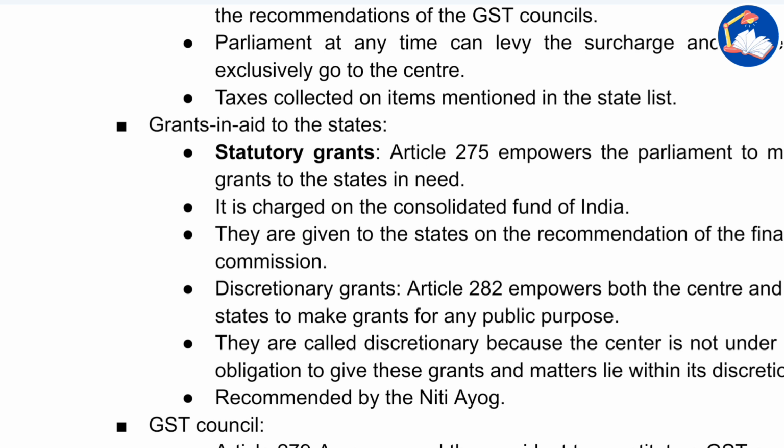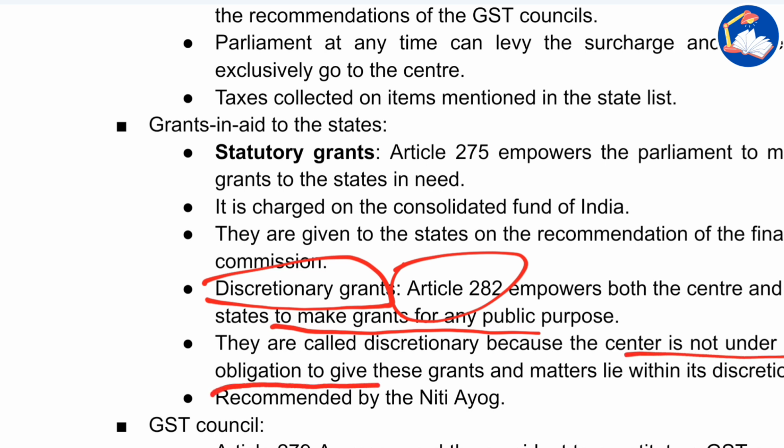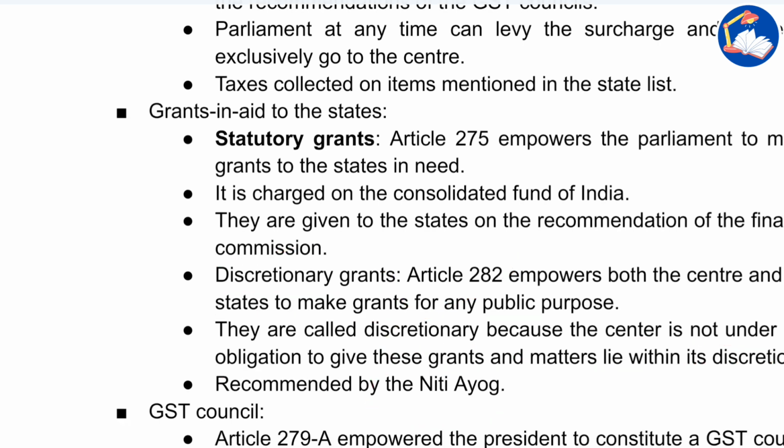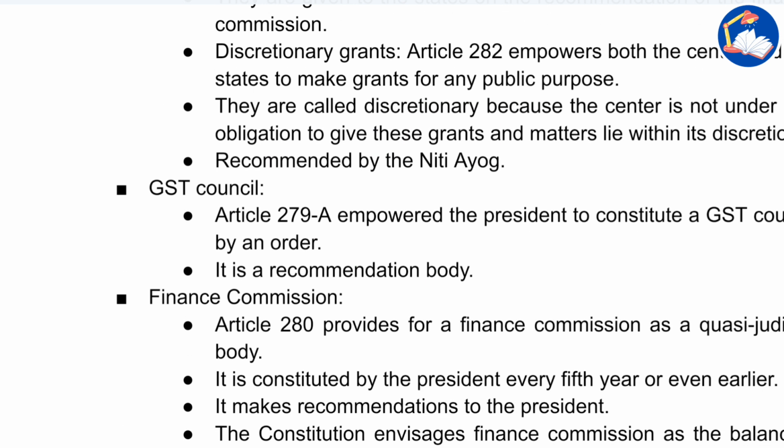Discretionary grants, that is, the second type of grants. First is statutory, second is discretionary grants. Article 282 empowers both the center and the state to make grants for public purpose. They are called discretionary because the center is not under any obligation to give these grants and the matter lies in its discretion. It can decide whether it should give or not. It is now recommended by Niti Aayog. Before, it was the Planning Commission.